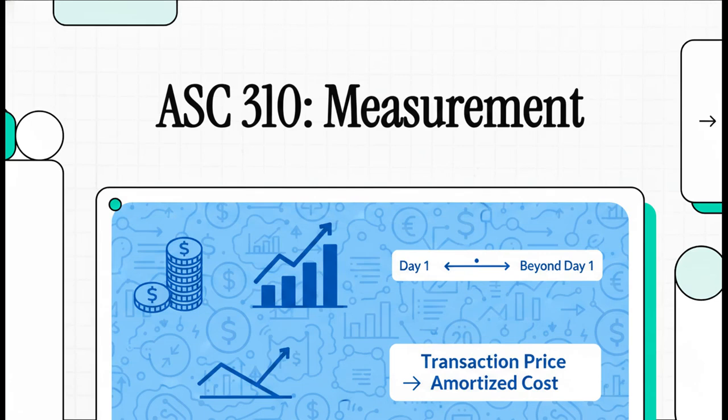All right, welcome back to our explainer on ASC 310 receivables. We're now moving into section 4 of 8, measurement, specifically going from transaction price to amortized cost.